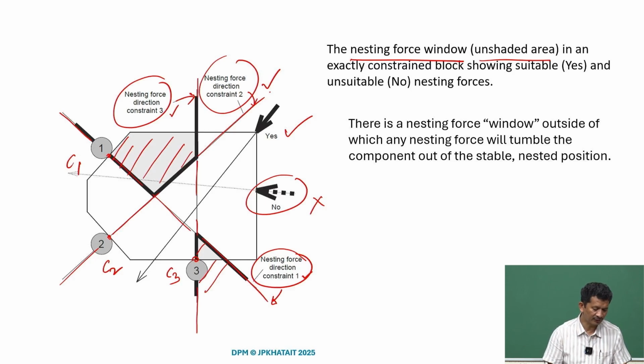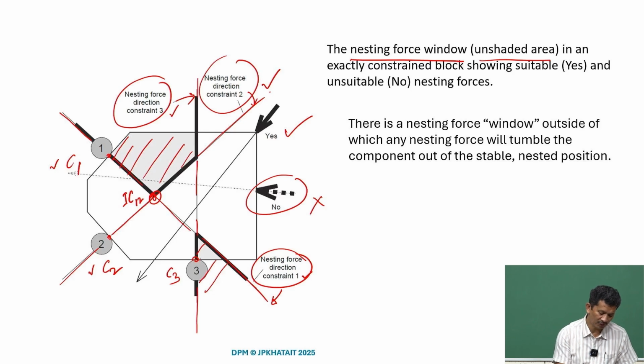So for instance, if we take C1 and C2, they are intersecting at this point. So call it IC 1, 2. If we are considering contact 1 and 2 only, the object can rotate along IC 1, 2.